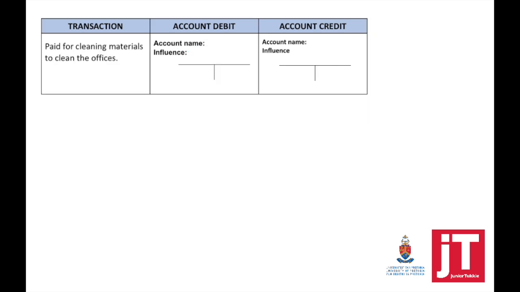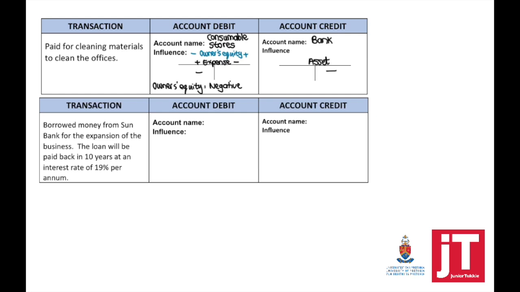Paid for cleaning materials to clean the offices. So when we look at which two accounts are involved here, number one, money goes out of our bank account, we've paid for cleaning materials. Cleaning materials will be shown as consumable stores. Bank is credited, consumable stores is debited because our expense is going to increase on the debit side. But how does that affect our owner's equity? If our expense increases, it will have a negative effect on the owner's equity. Bank is regarded as a current asset. Money goes out, our assets are going to decrease.